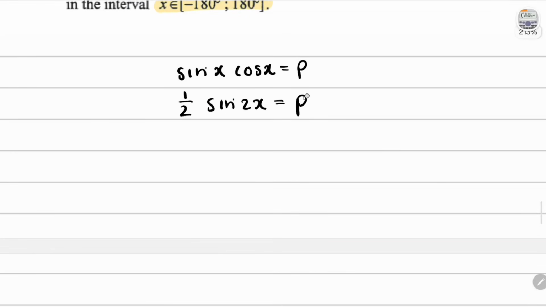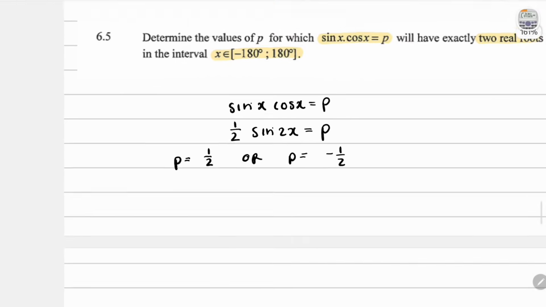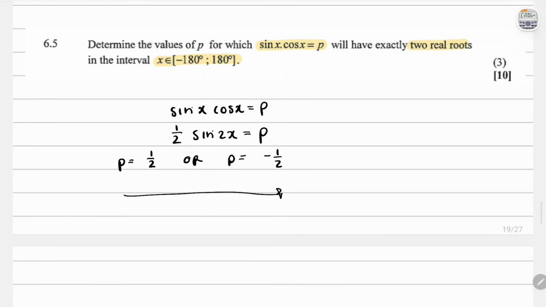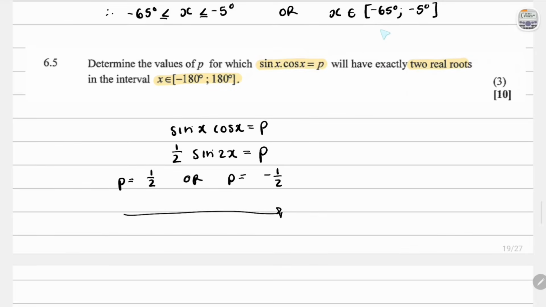P can either be, because it is just a shift, positive a half, and if you make it positive a half, this would shift it down because you say a half sine 2x minus p, and if you apply that there, that's just going to be minus a half. So that would shift it down to make it have 2 roots, or p could also be equal to negative a half, and of course that would shift it up for the same reason, and that would be our answer. And that is it for question 6.